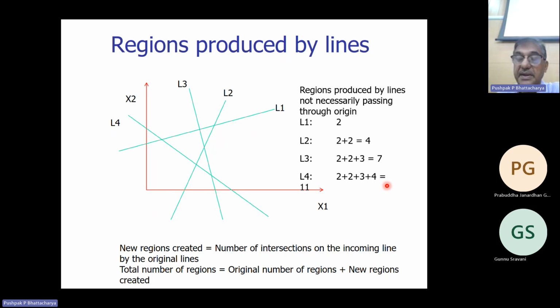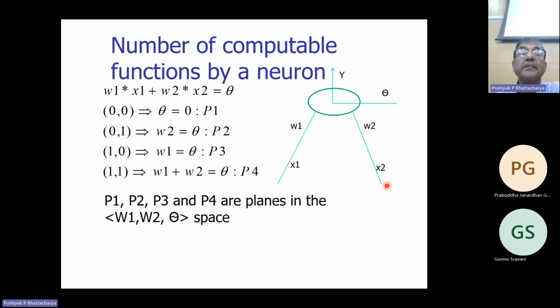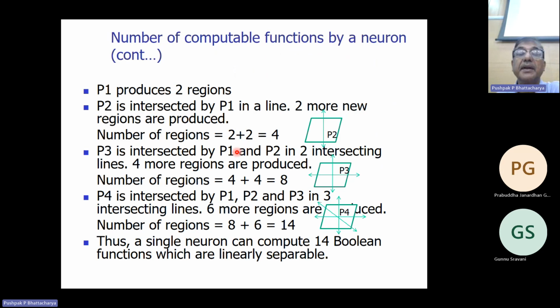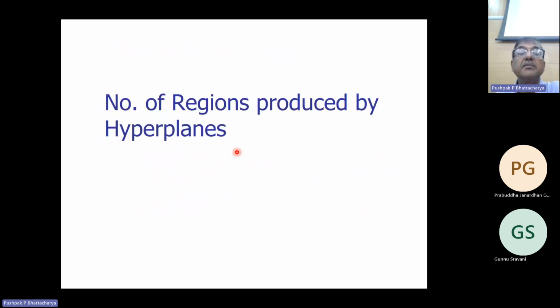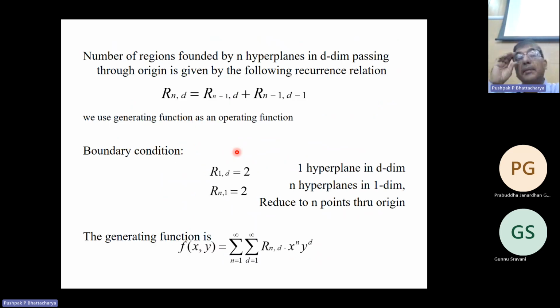Okay. You can also set up the recurrence relation for this. So the number of computable functions by a neuron are obtained from the defining equation of the hyperplane. Okay. So let's move to the derivation of the number of regions produced by the hyperplanes. So the number of regions found by n hyperplanes in d-dimensional space passing through the origin is given by the following recurrence relation.